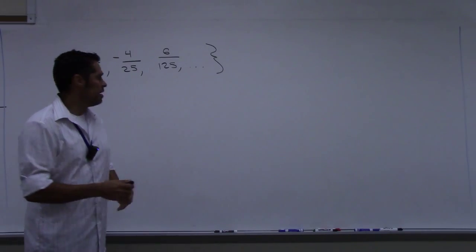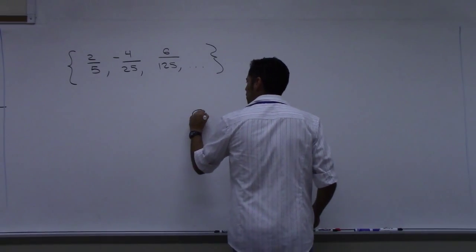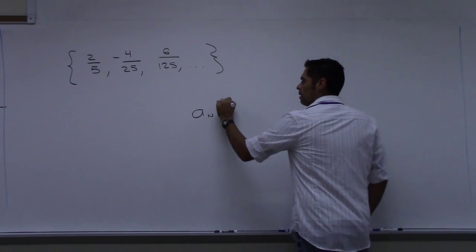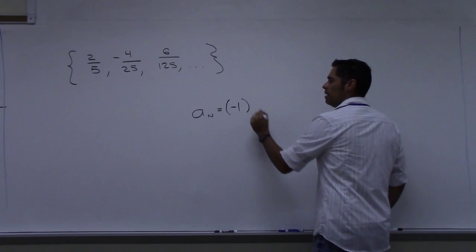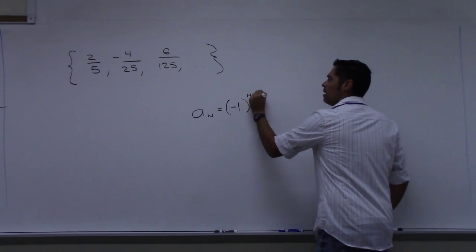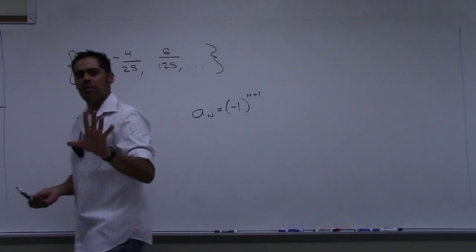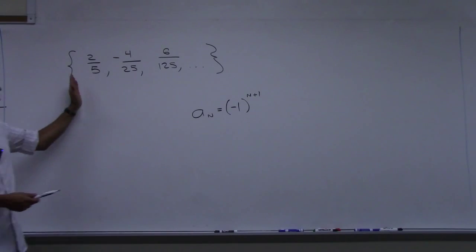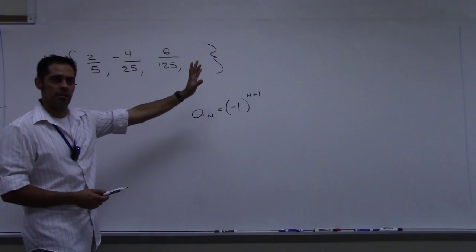How do I create an alternating sequence that starts with a positive number? Negative 1 to the n or n plus 1. Does everyone agree that that will start me with a positive? And on the next one, I would get a negative, and then positive, and then negative. So that should create the sign change I need, shouldn't it?